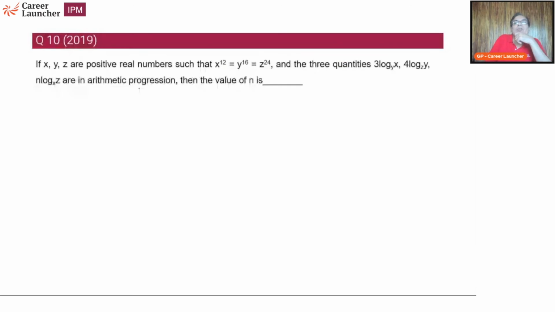x, y, z are positive real numbers such that x to the power 12 equals y to the power 16 equals z to the power 24. The three quantities are in arithmetic progression. If three terms A, B, C are in arithmetic progression, then the middle term will be the average of the first and the third term. Can be solved. Convert everything to a common base, and you can get the answer.